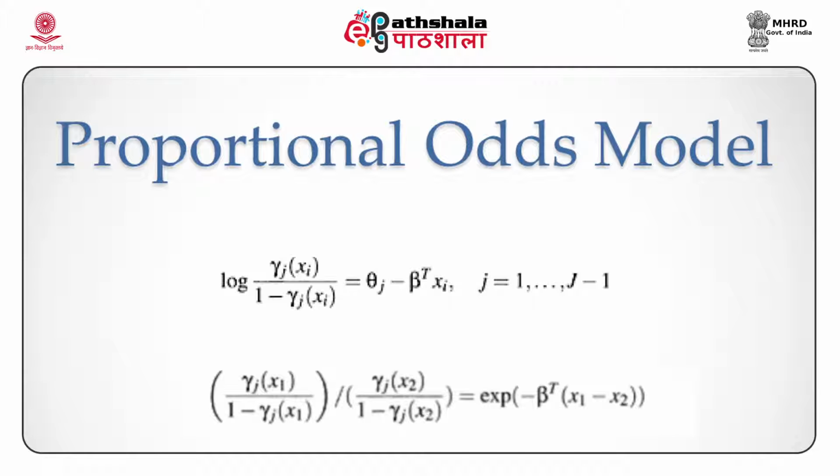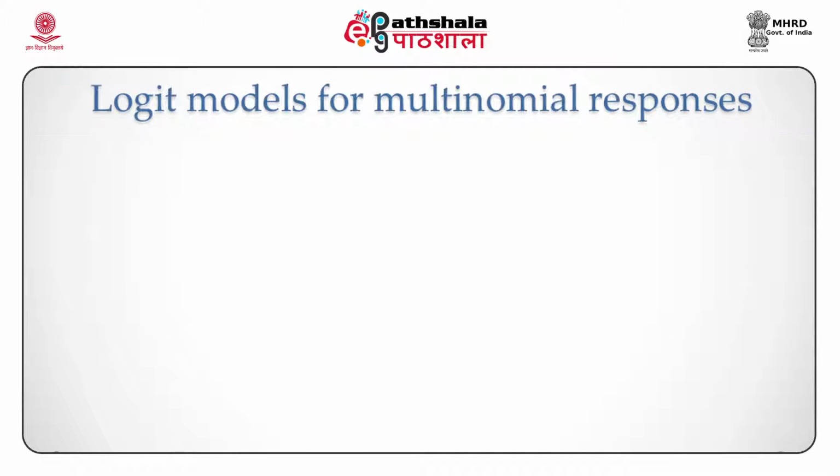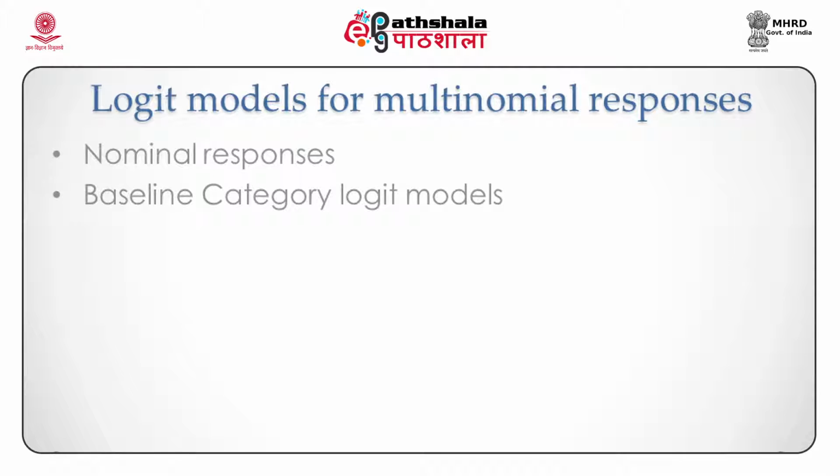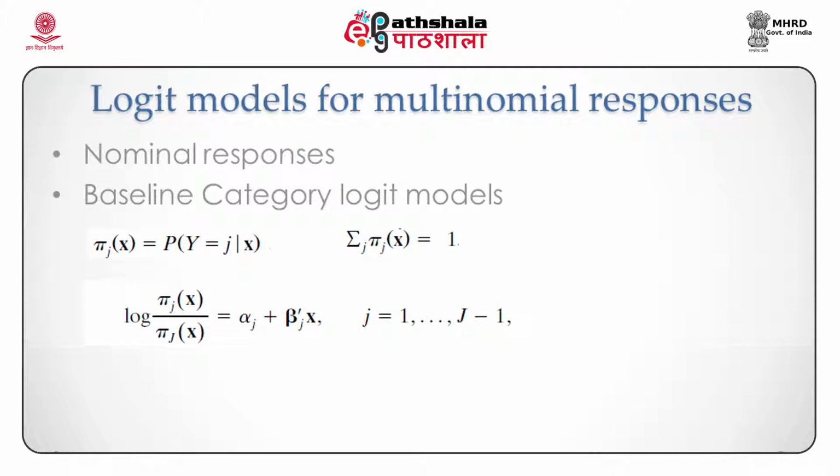That is, this odds ratio is proportional to the difference in covariates x1 minus x2, and also notice that this does not depend on the category j. Let us move a step back and look at the fitting of the logit models for multinomial responses. So here we are assuming nominal responses. The baseline category logit model, as we have seen before, is given by log of pi_j(x) divided by pi_J(x) equal to alpha_j plus beta_j' x.